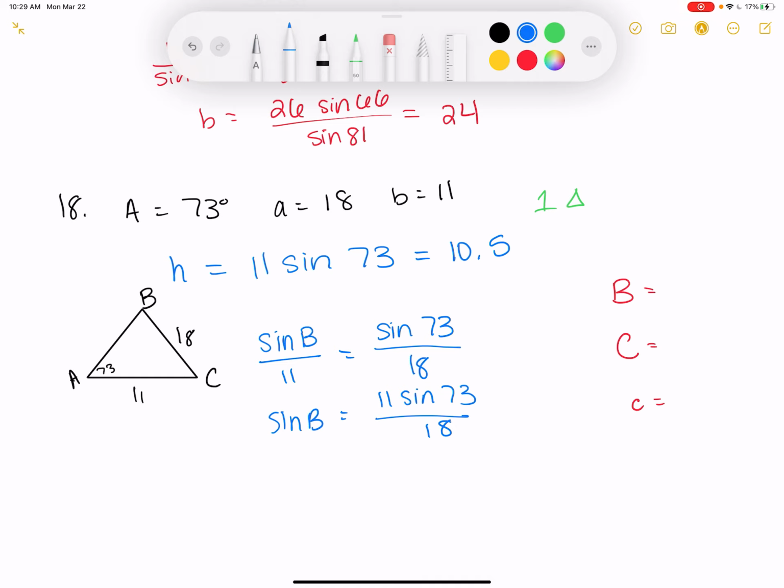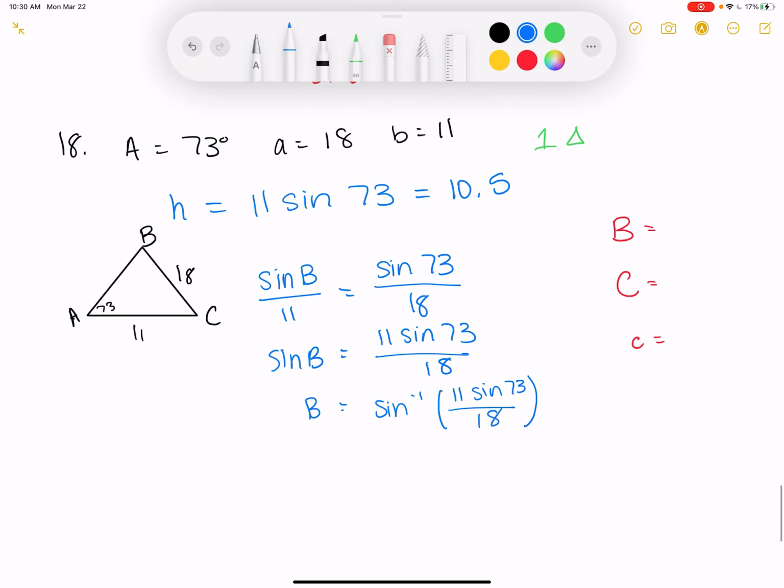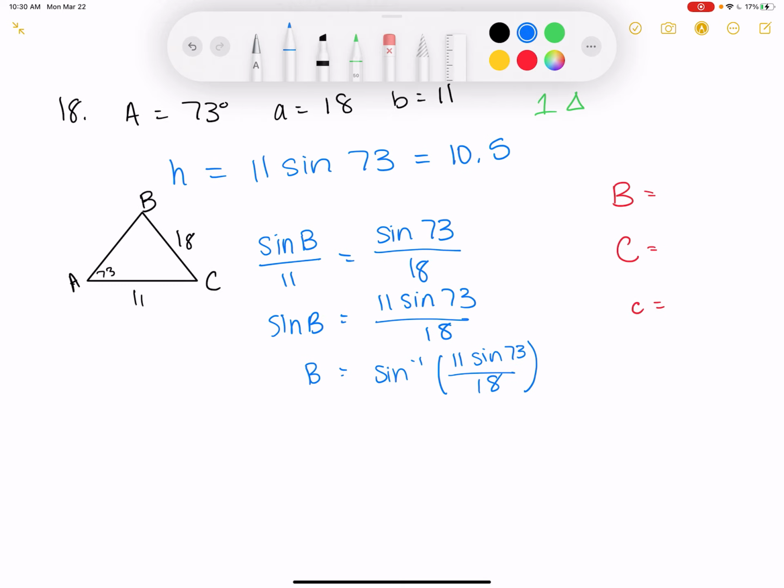And then how do I get rid of the sine on the left side? Take the inverse of it. So B is equal to the inverse sine of 11 times the sine of 73 over 18. Remember, you probably want to do 11 sine of 73, then divide it by 18, and then do the inverse sine of that second answer. If you're not careful, you won't get the right answer. For this part, you can round to whole numbers. I would prefer that, just so everybody's answer looks the same.